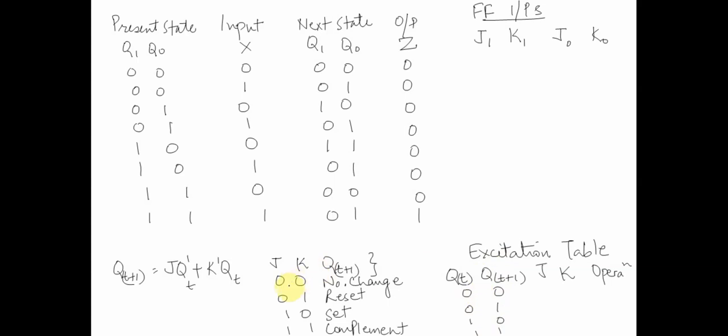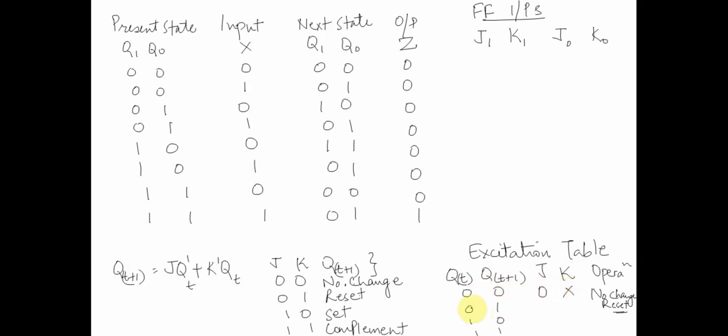If my present state is 0, my next state is 0. Basically the operation is either a no change or a reset operation. What would this mean? This would mean that for no change or reset, J is 0 and K could be anything. K is a don't care for us.